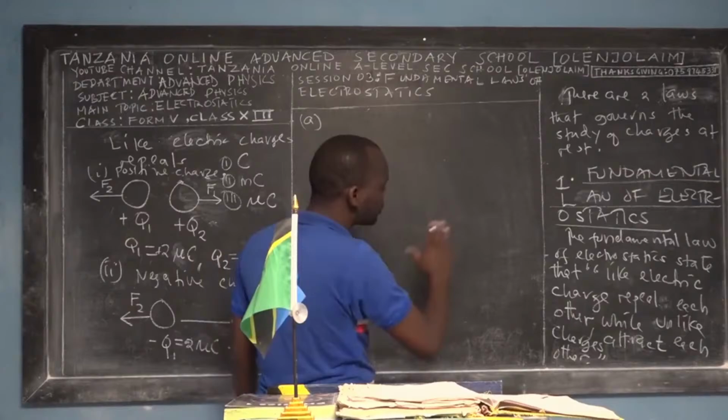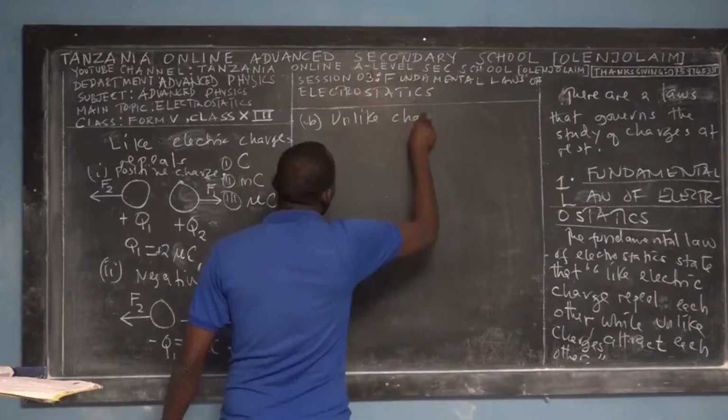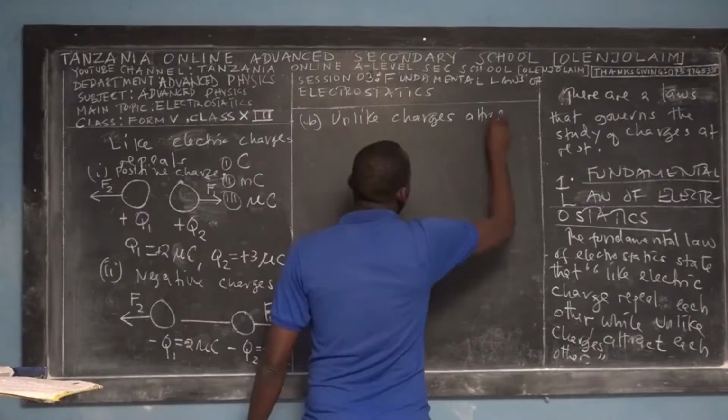So we go for B. I want you to explain what the meaning of unlike charges is. Unlike charges attracting each other, right? So let us demonstrate unlike charge. For this one, we have only one demonstration.